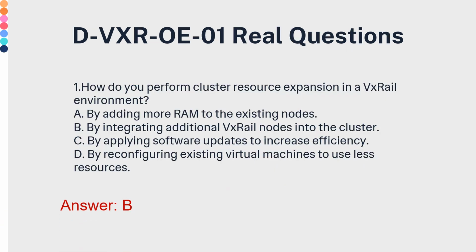How do you perform cluster resource expansion in a VxRail environment? A. By adding more RAM to the existing nodes. B. By integrating additional VxRail nodes into the cluster. C. By applying software updates to increase efficiency. D. By reconfiguring existing virtual machines to use less resources. The correct answer is B.